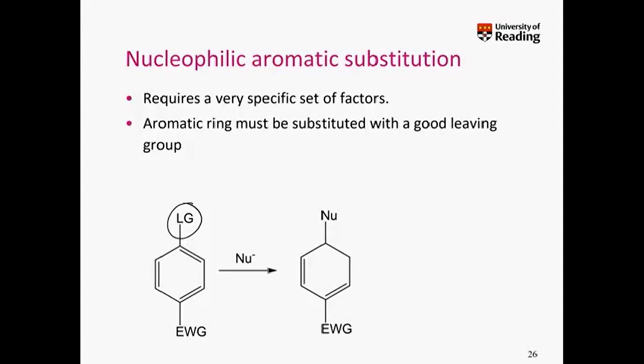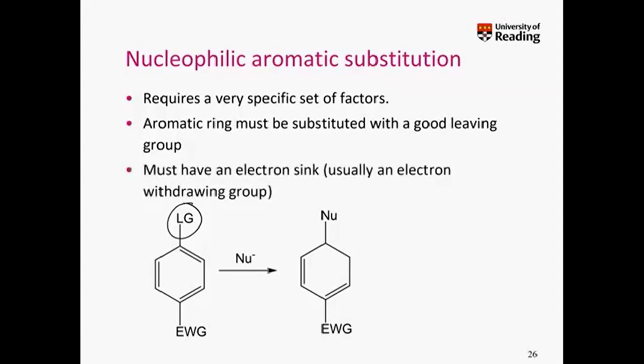So the examples we gave before were using just benzene. It was just the ring by itself. But to have nucleophilic aromatic substitution, we need the ring to already be substituted, and we need it to be substituted with something which can act as a leaving group. And then the other thing we need is what's called an electron sink. So this is an electron withdrawing group.